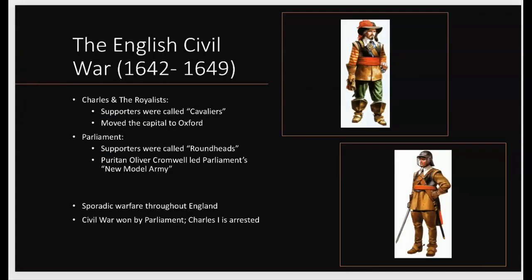Charles's supporters are the Royalists, but they're also called Cavaliers, which, if you know anything about UVA, what is UVA's mascot? The Cavaliers, which is a direct reference to the Cavaliers at the time of the English Civil War. He moves the capital from London to Oxford, and Parliament's supporters are called Roundheads, and they are largely Puritan, led by Oliver Cromwell.